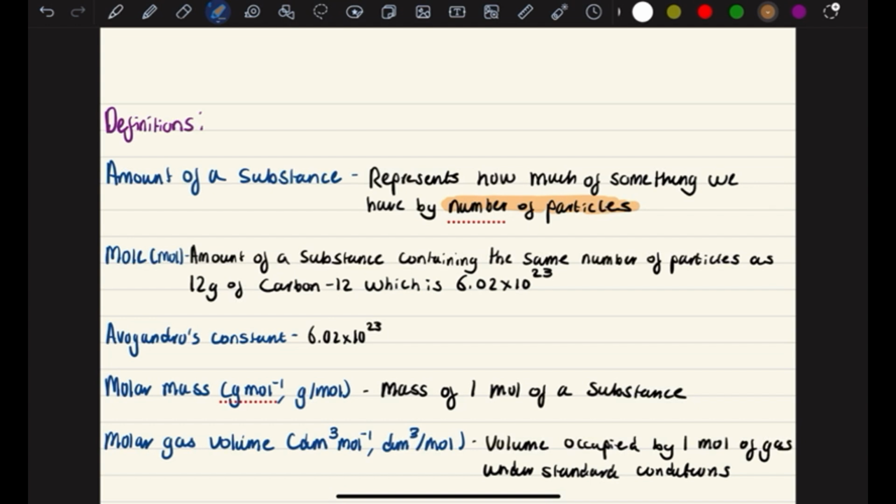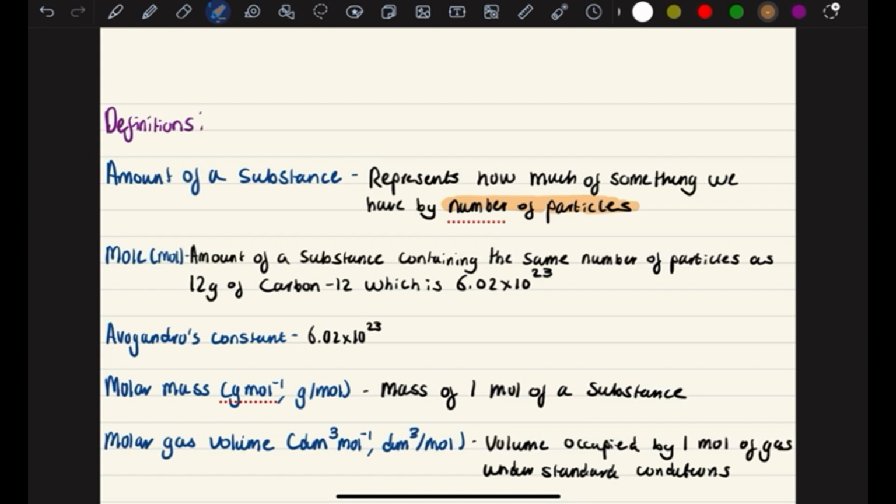Now, a mole. Now guys, this is literally my 10 out of 10 perfect definition for a mole. You're kind of doing a bit too much with this definition, but if you get this completely down, whenever they ask you in the exam, you're going to be completely fine. It's the amount of a substance containing the same number of particles as are in 12 grams of carbon-12, which is 6.02 times 10 to the 23. Say that in the exam, they've got no problem with you.